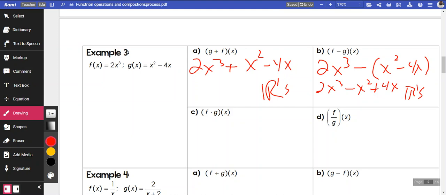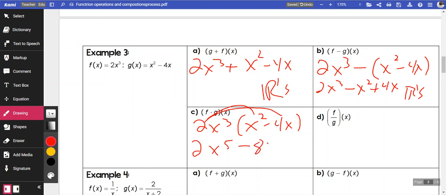When we multiply this one, we're going to go 2x cubed, and then we have x squared minus 4x. That's just distribution. That gets me 2x to the 5th. That gets me negative 8x to the 4th. And oh my gosh, it's a polynomial. Its domain is all reals.